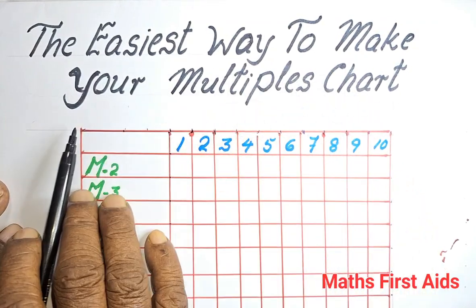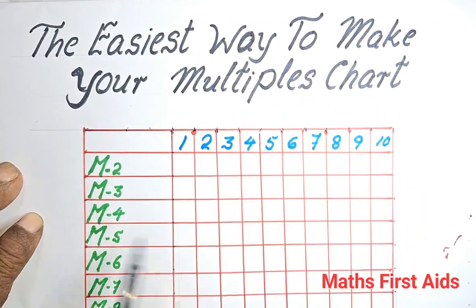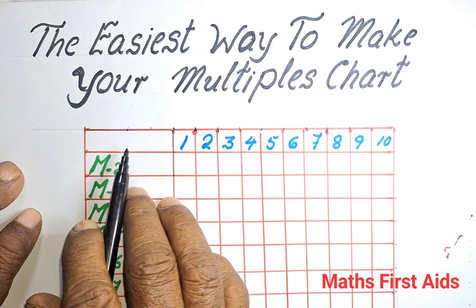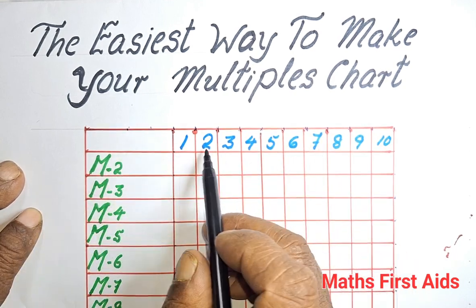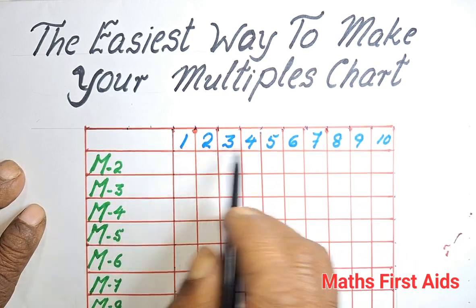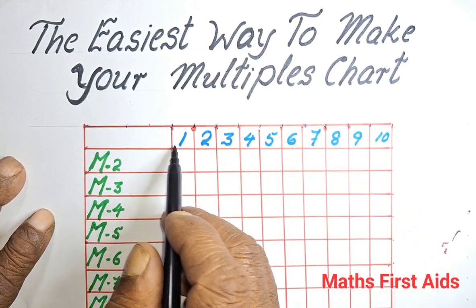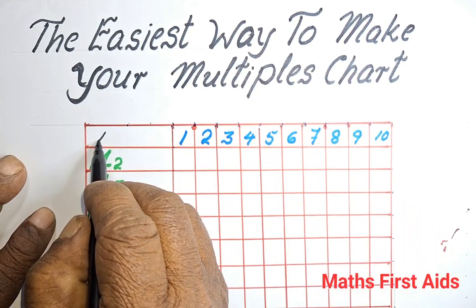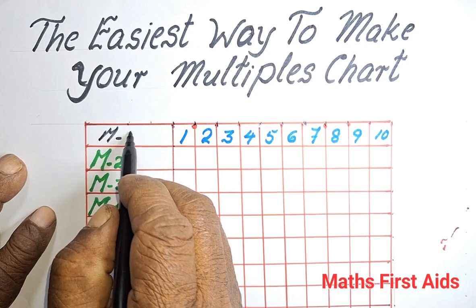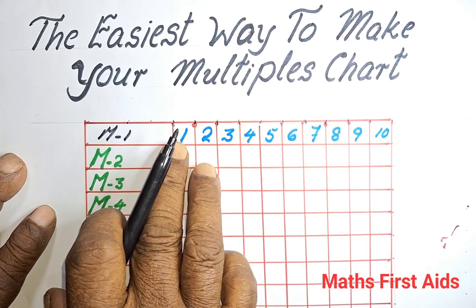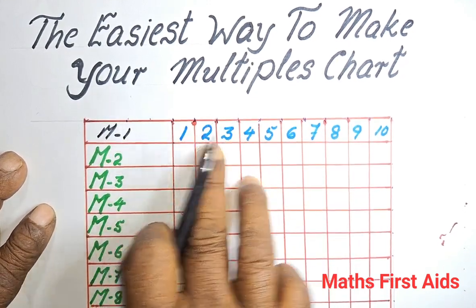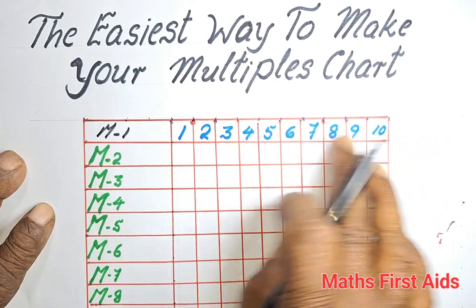The easiest way to make your multiples chart: first of all, you prepare a grid like this and write on the top line the numbers from 1 to 10. So you can say 1 to 10 means I can say that also multiples of 1. You can say 1 into 1 is 1, 1 into 2 is 2, like that is the multiple of 1.